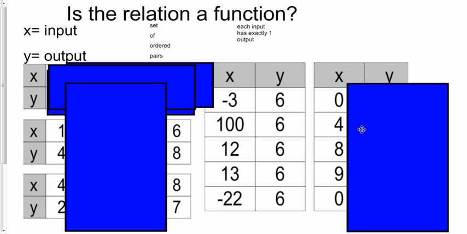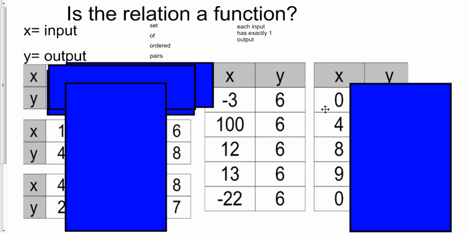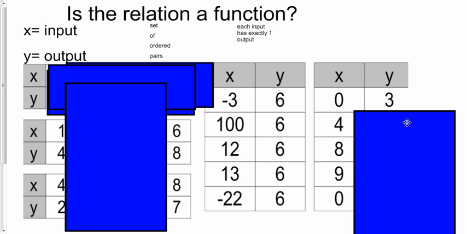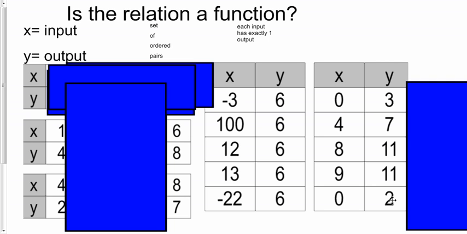Now, again, take a moment to pause this. The x's repeat. So when 0 gets me 3, if this is a function, it's going to be 3 down here. If it's not 3, it's not a function. Not a function. Because when I put 0 in the first time, the input-output machine, it got me 3. I put 0 in this time, and it got me 2.